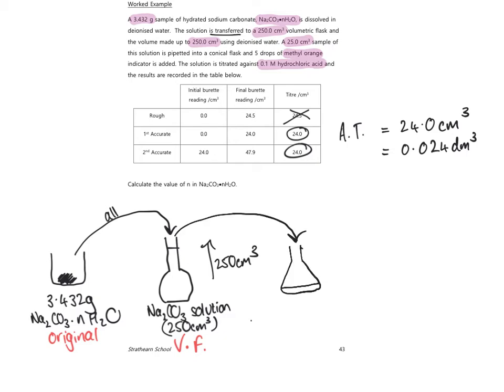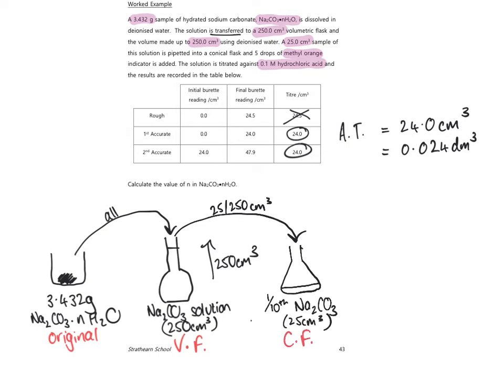So let's read on with our method. We're then told a 25 centimetre cube sample of this solution is pipetted into a conical flask. So what we've done is we've taken 25 out of 250 centimetres cubed and put it in our conical flask. So I write that on the arrow to represent that that's the portion I've taken out. So what portion am I taking out from my volumetric flask? Well, I'm taking out 1/10 of it. And that's in my conical flask.